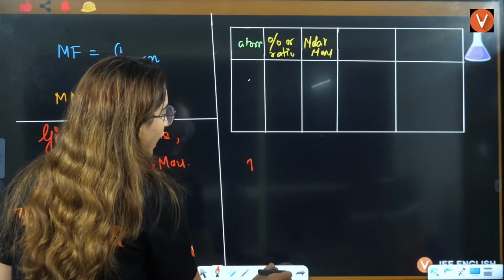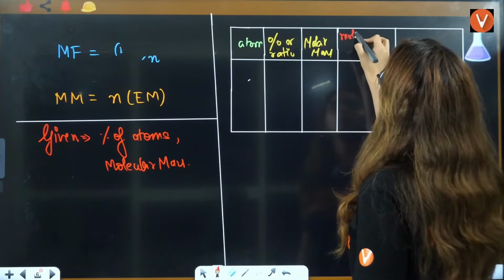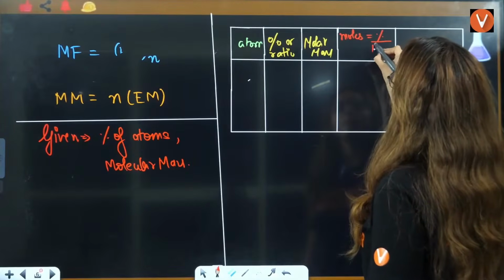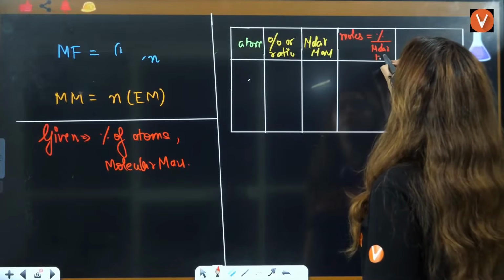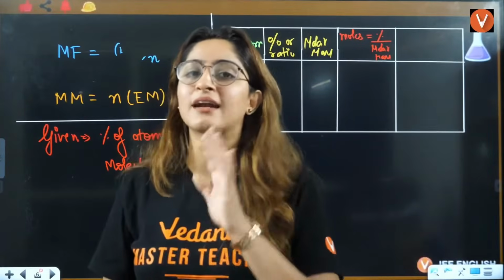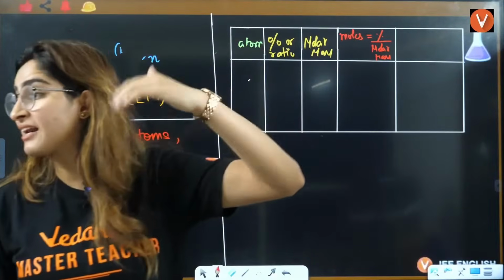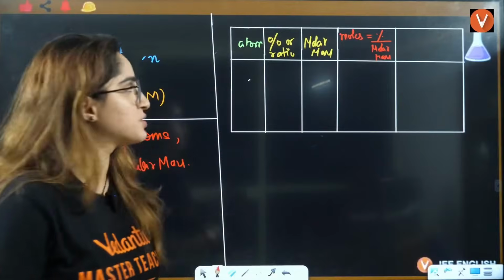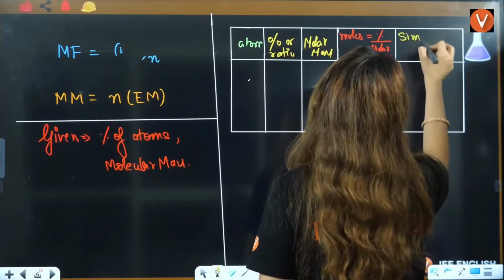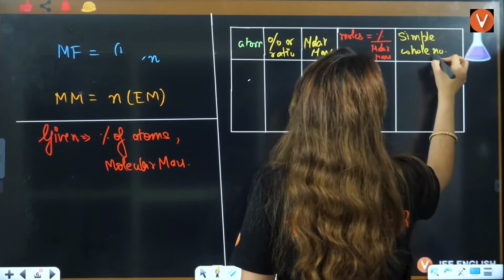And tell me how to calculate the number of moles. Moles is nothing but given mass divided by molar mass, right? The percentage is given and that is nothing but grams only. Don't worry, when I solve the question, you will get more clarity on this. And last, we will calculate the simple whole number ratio, okay?